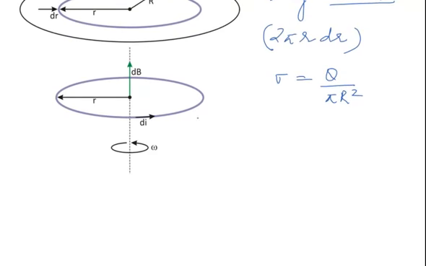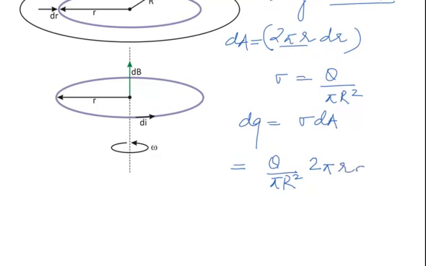So the ring having an area dA, that is equal to 2 pi r perimeter into dr thickness, will have charge dq equal to sigma dA. Now this value is equal to q upon pi R square times 2 pi r dr. So pi will cancel out and we will have 2q upon R square r dr.